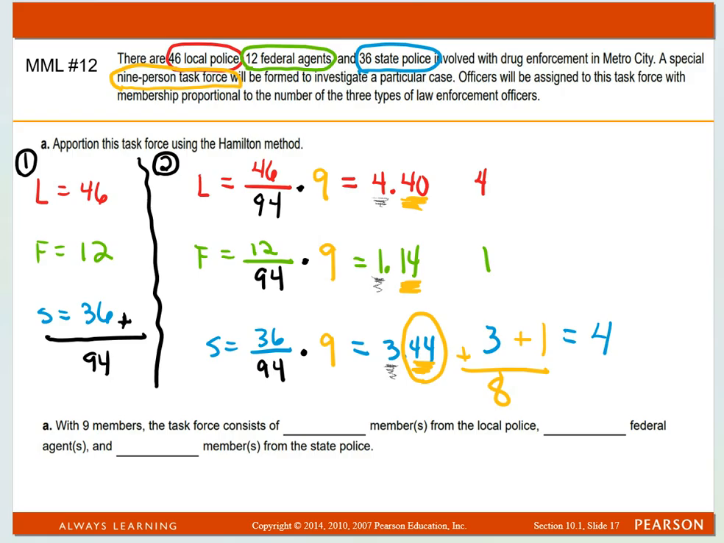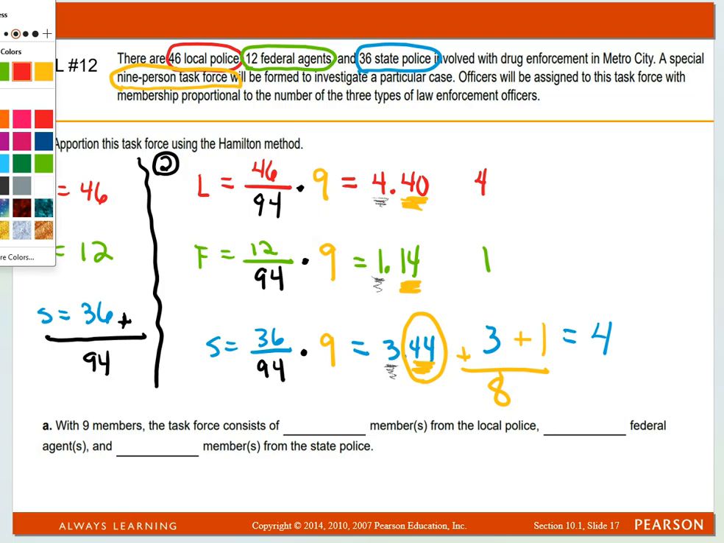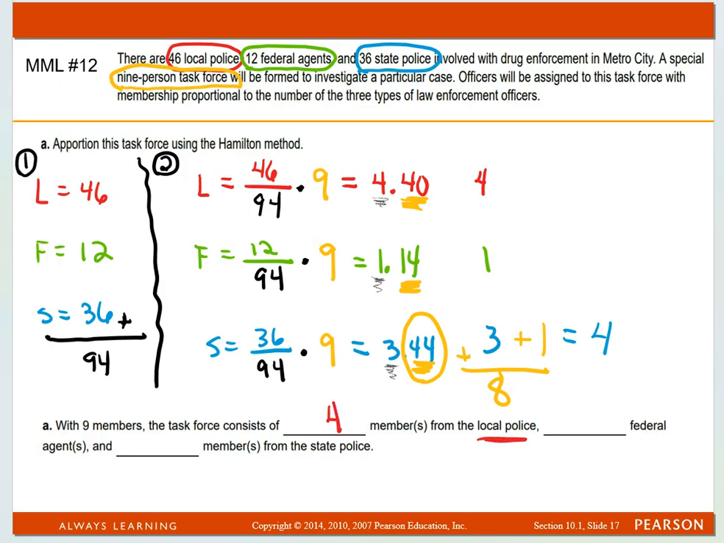So with 9 members, the task force consists of 4 members from the local police and 1 federal agent and 4 state police. Because when you add those up, here, I'll just do it. When you add 4 and 1 and 4, that does add up to the 9 people that you were apportioning.